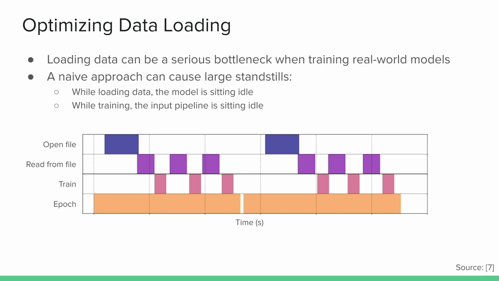The model is sitting idle while you're training, and the pipeline is sitting idle while the model trains. So you have two things: one is in charge of getting more data and the other is in charge of training on that data. And if they are waiting for each other, this can be super slow.